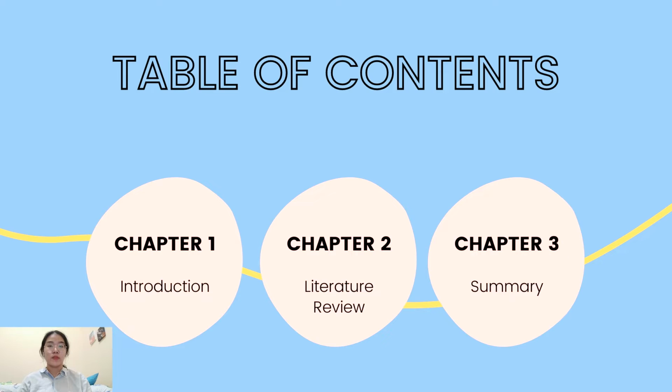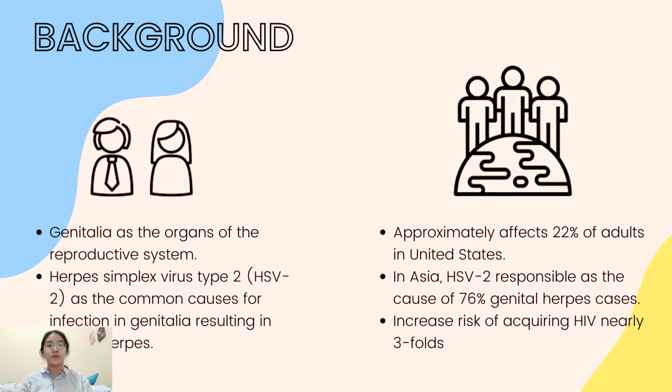Next. The table of contents consists of Chapter 1 Introduction, Chapter 2 Literature Review, and Chapter 3 Summary. Next. For Chapter 1 Introduction, starting with the background.